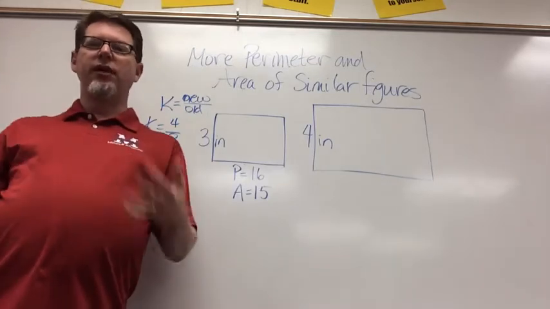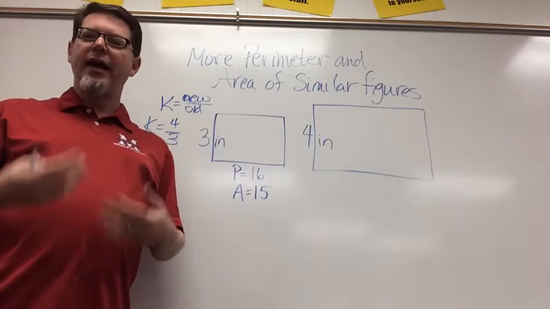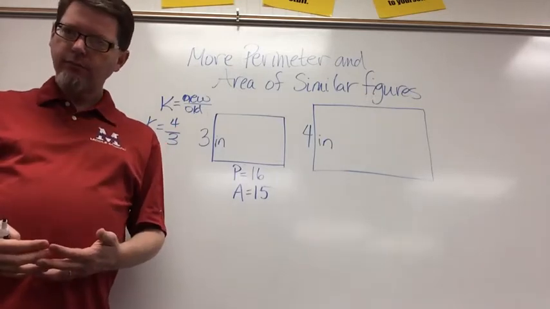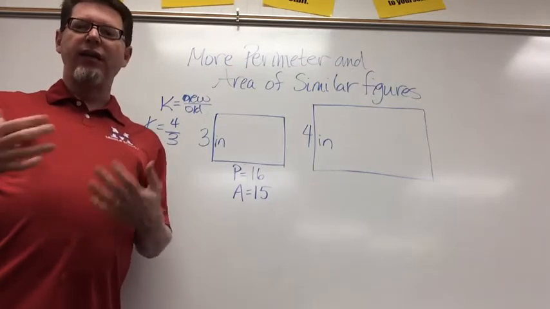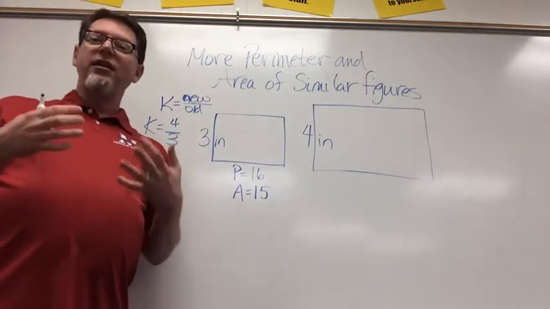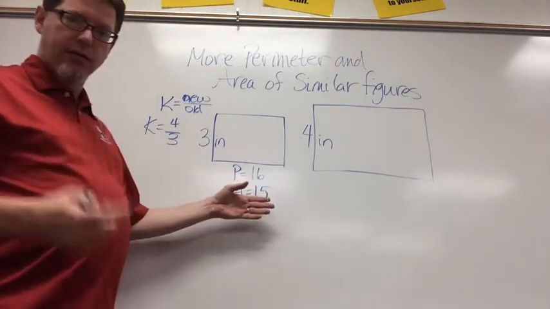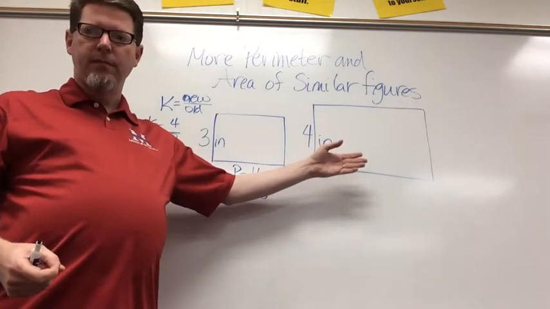Now, some of you want to put that in your calculator and make it a decimal. Don't do that. Leave it as a fraction. And in this case, an improper fraction. That will make life easier on us for later. Okay? So now the deal is, if I know the perimeter of one figure, then I can use the scale factor to find the perimeter of the similar figure.